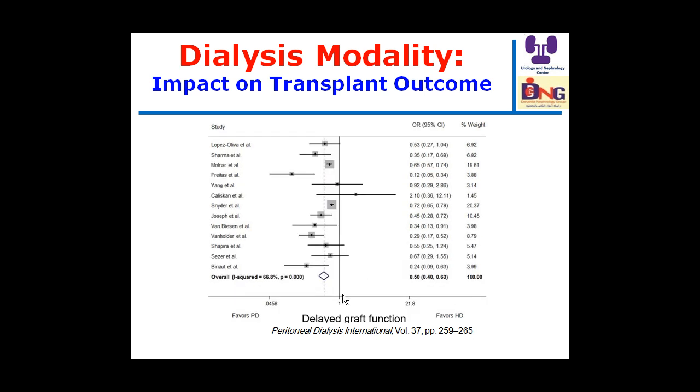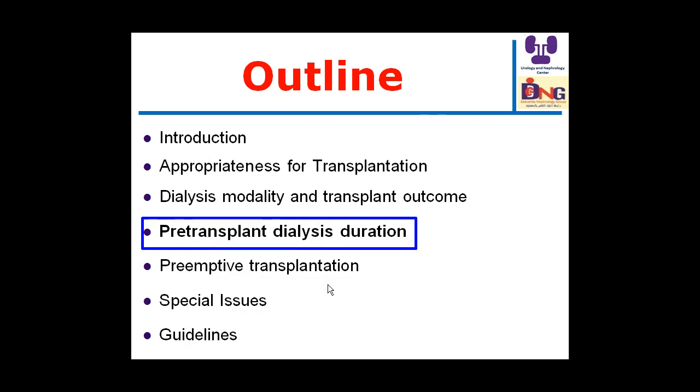Here the delayed graft function is less common with peritoneal dialysis, so this meta-analysis data is reassuring regarding PD. If I ask you, is it PD or HD before transplantation to recommend based on this data? HD may be beneficial, but BD is not. So I discussed all the points from the literature, but at the end, it's very wise to use the available modality, according to patient preference and feasibility.